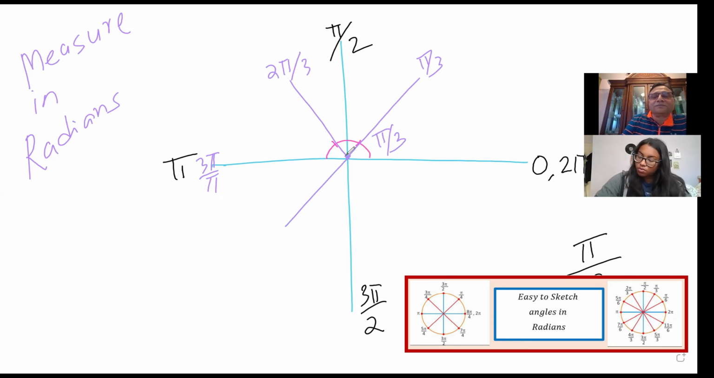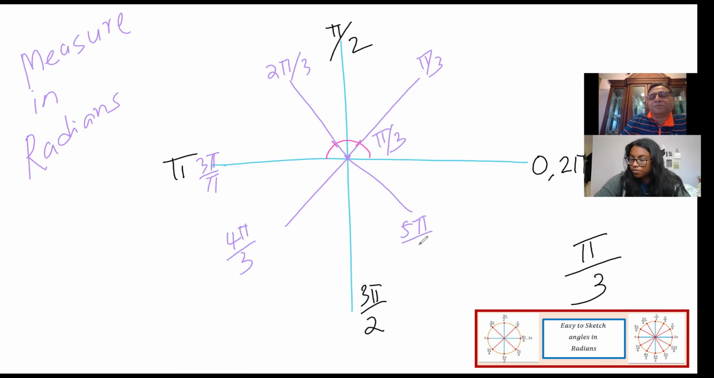Extend these lines. 4 pi by 3. 5 pi by, sorry, 5 pi by 3. And this becomes 6 pi by 3, correct? Which is 2 pi. This makes sense. So easy. And quite accurate, correct? Yeah.